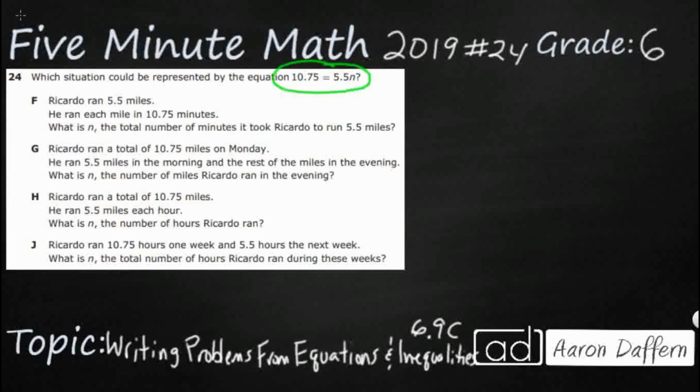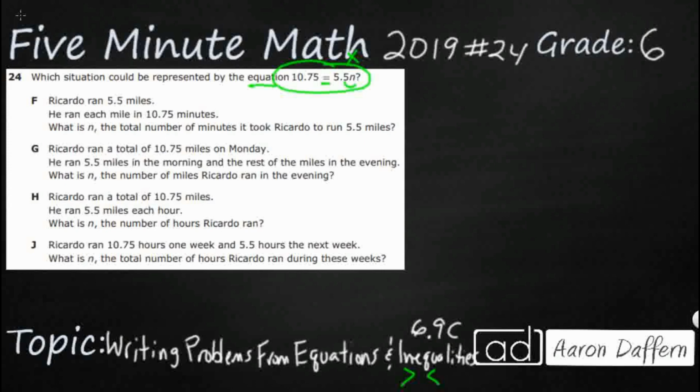So we have a simple equation here. 10.75 equals 5.5 times n. When you see a number right next to a letter and there's no operation in between, you can always assume that is multiplication. So we need to find a problem situation that's going to match that equation that we have here. It is an equation because it has an equal sign. If it had a greater than or less than or greater than or equal to, that would be an inequality.